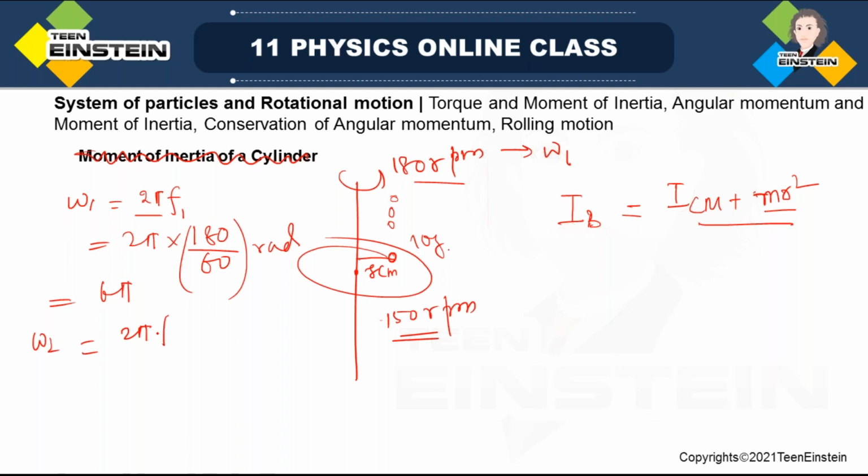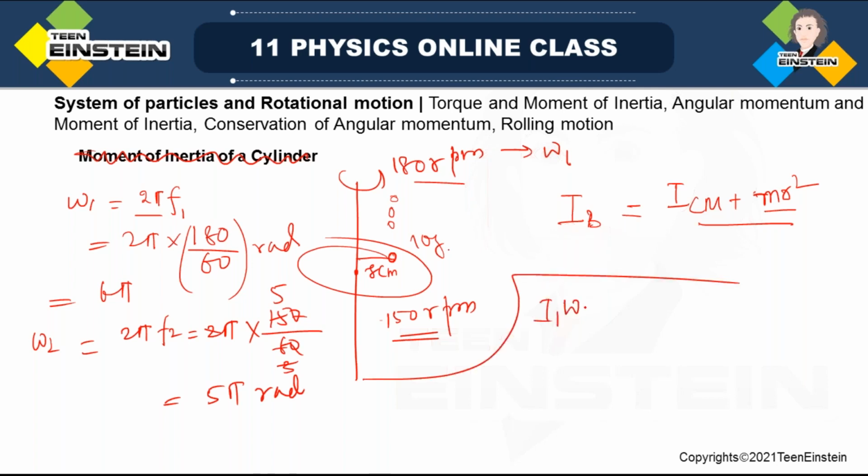omega 2 equals 2 pi f2, where f2 is the frequency per second. So this is actually 5 pi radian per second. Now what you should be doing is using the conservation of angular momentum.